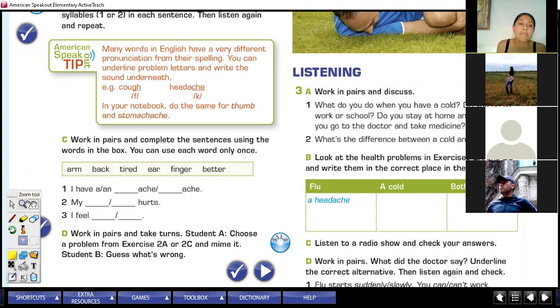Okay, so I can say that I have a... or I have an... what? Ache and ache. From these words: arm, back, tire, ear, finger, and better. So I can say that I have a back ache or an ear ache. What?